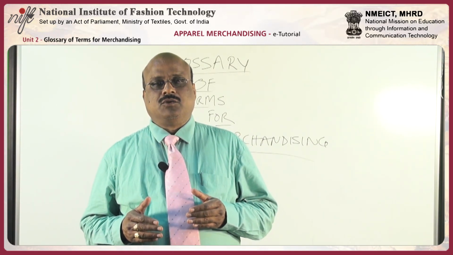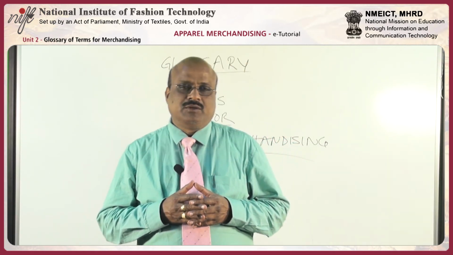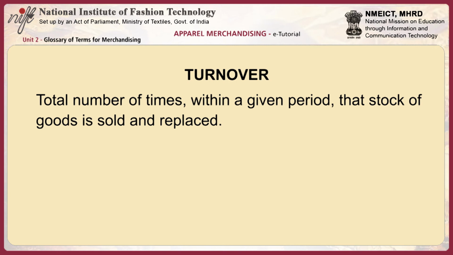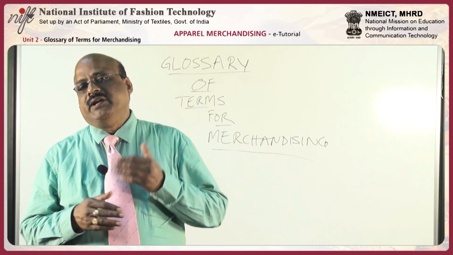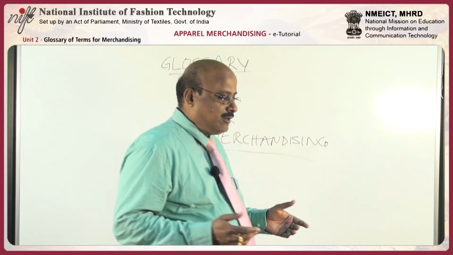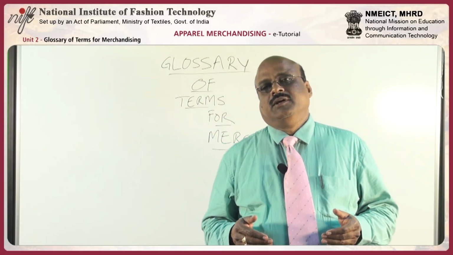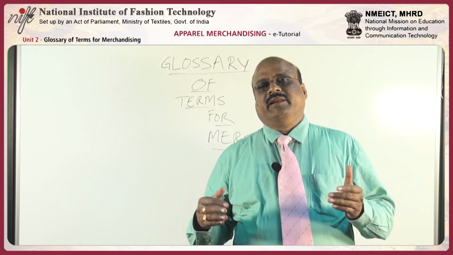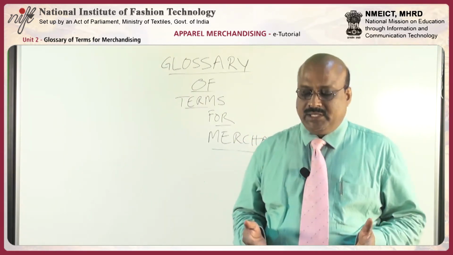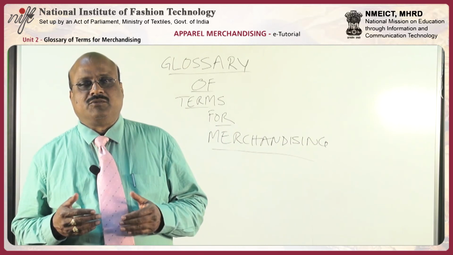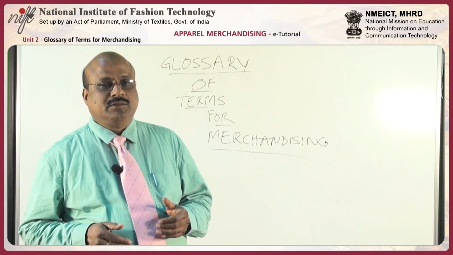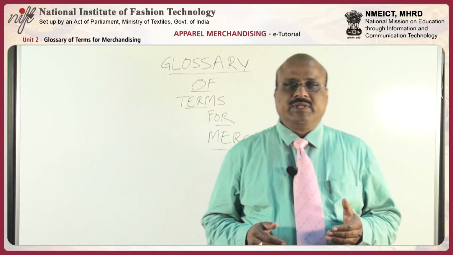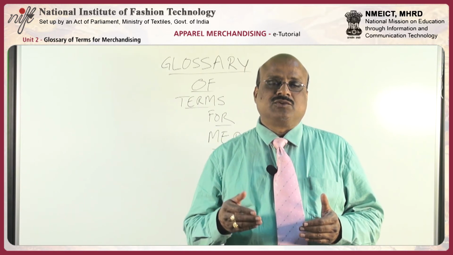The next term is turnover. So what is the meaning of turnover? Turnover means the total number of times within a given period that stock of goods is sold and replaced. So turnover is basically how many times the average stock is turned into sales. It can be called stock turnover. You can calculate the turnover for a 6 months period, or for a 1 year period. You have to calculate what is the average stock amount in that period, and you also see what the sales are. Then you can easily calculate how many times the average stock is converted into sales.